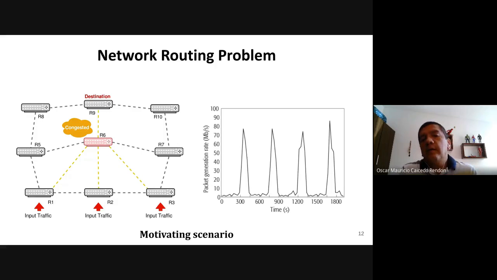But the problem here is that traditional routers and traditional protocols like RIP and OSPF do not learn from past decisions. Then they are going to send the traffic by using router 6, but in this case, this router is going to be congested. This is the problem that we want to address in this presentation, and the idea is how to address it by using reinforcement learning.